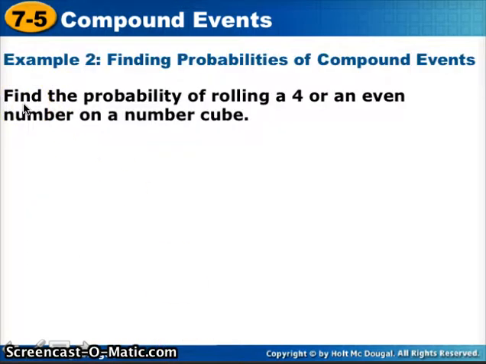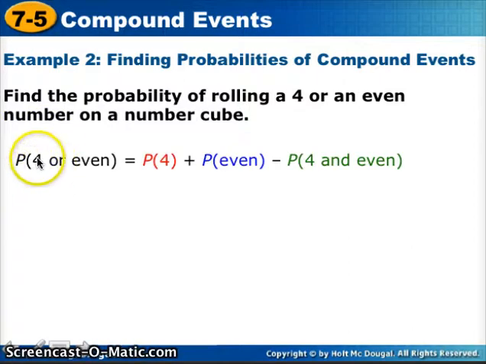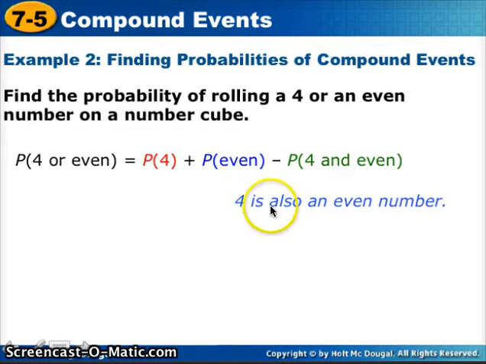Find the probability of rolling a 4 or an even number on a number cube. So the probability of 4 or even equals the probability of 4 plus the probability of even minus the probability of 4 and even. Since 4 is also an even number, we're going to have to subtract that out. The probability of 4 is 1 over 6 and even is 3 over 6. We can subtract out the 1 over 6 where they overlap, giving us 1/2 for our probability.